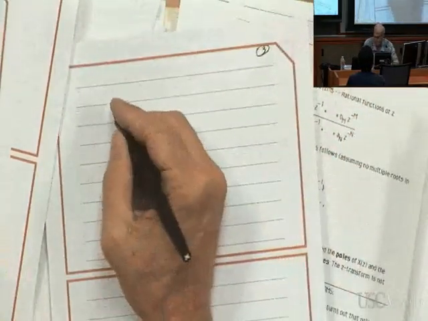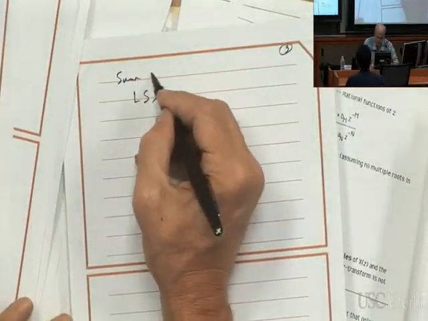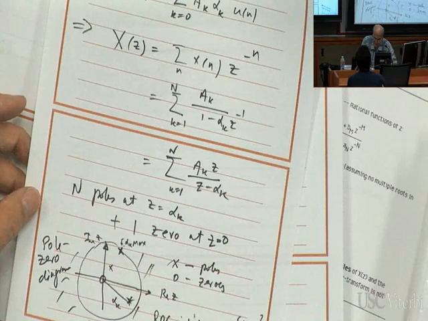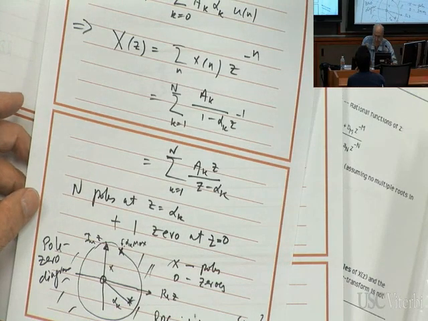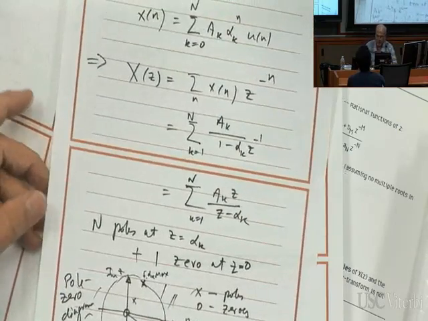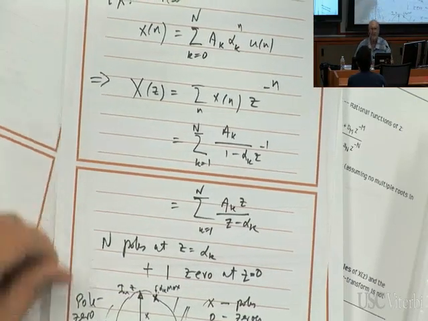So left-sided sequences, let's look at those. Professor? Yes, sir. Can the region of convergence include zeros? Yes, it could. Zeros are fine. It doesn't care about zeros. They can be anywhere. It's just the poles that we care about.